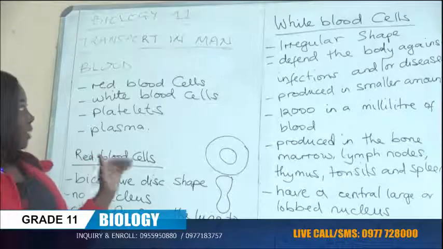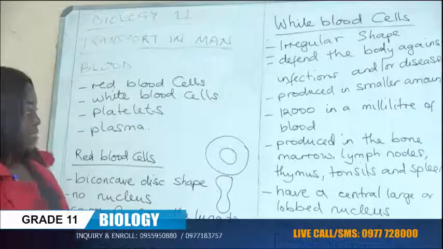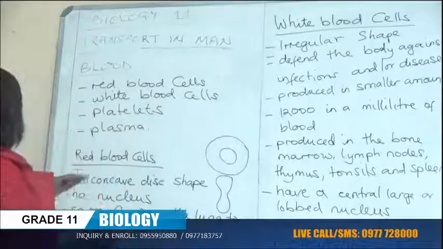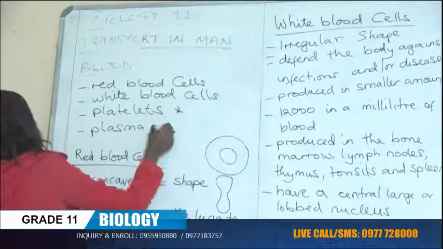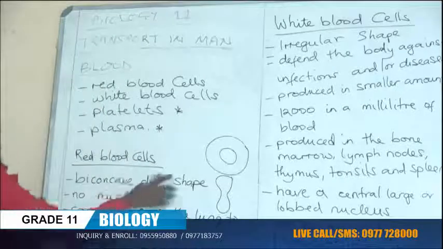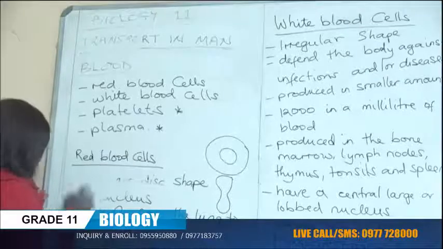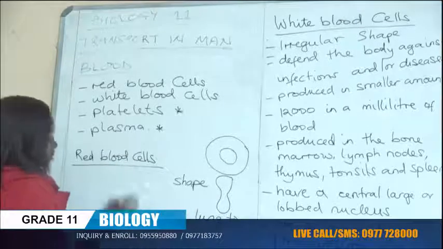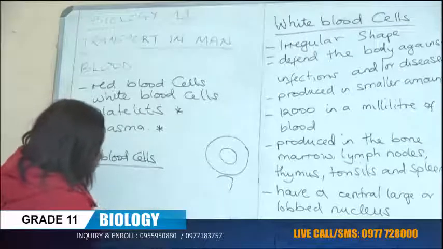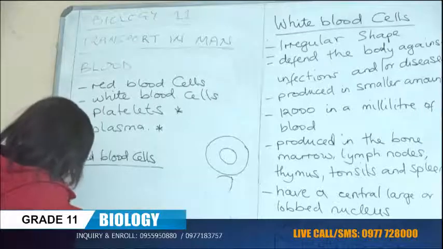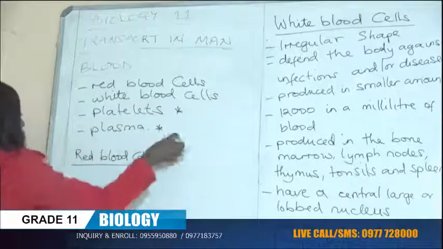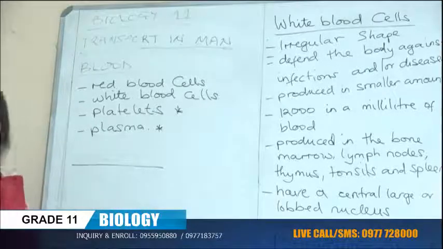So that was where we ended on white blood cells and red blood cells. So today we'll look at the two remaining components of blood. We'll look at the platelets and plasma. What are platelets? So for the question I left last time, for you to add more differences of red blood cells and white blood cells, it has been answered on the board. These are the differences between red blood cells and white blood cells.